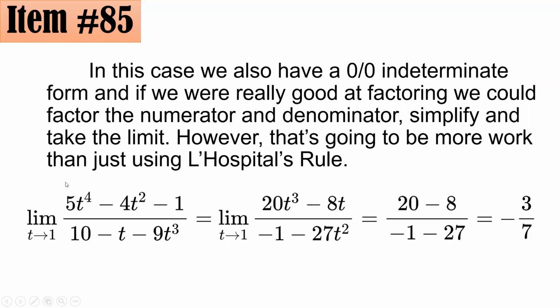Now, try nyo po ulit i-substitute yung 1 dito. If you substitute t as 1, that becomes 20 minus 8 all over negative 1 minus 27. You will get here po 12 over negative 28, which simplifies to negative 3/7. So wala po yung negative 3/7 sa choices. The correct answer po is letter E.